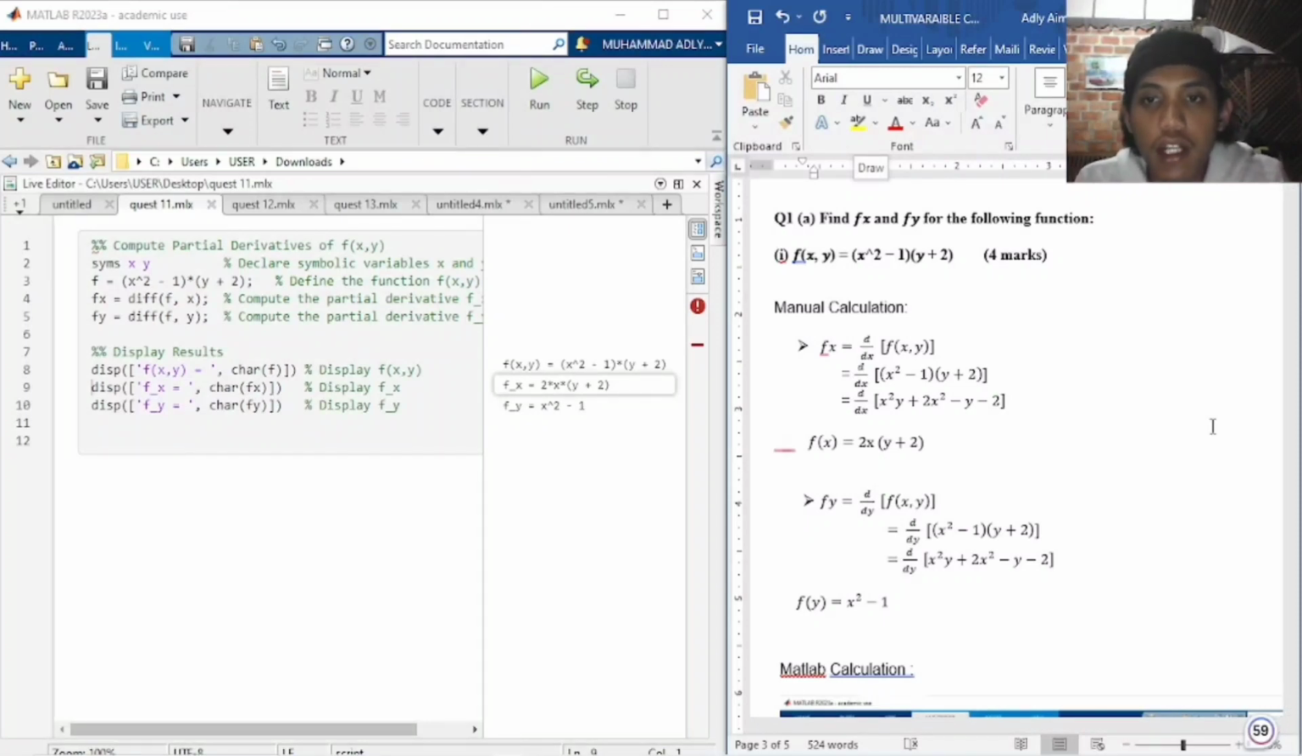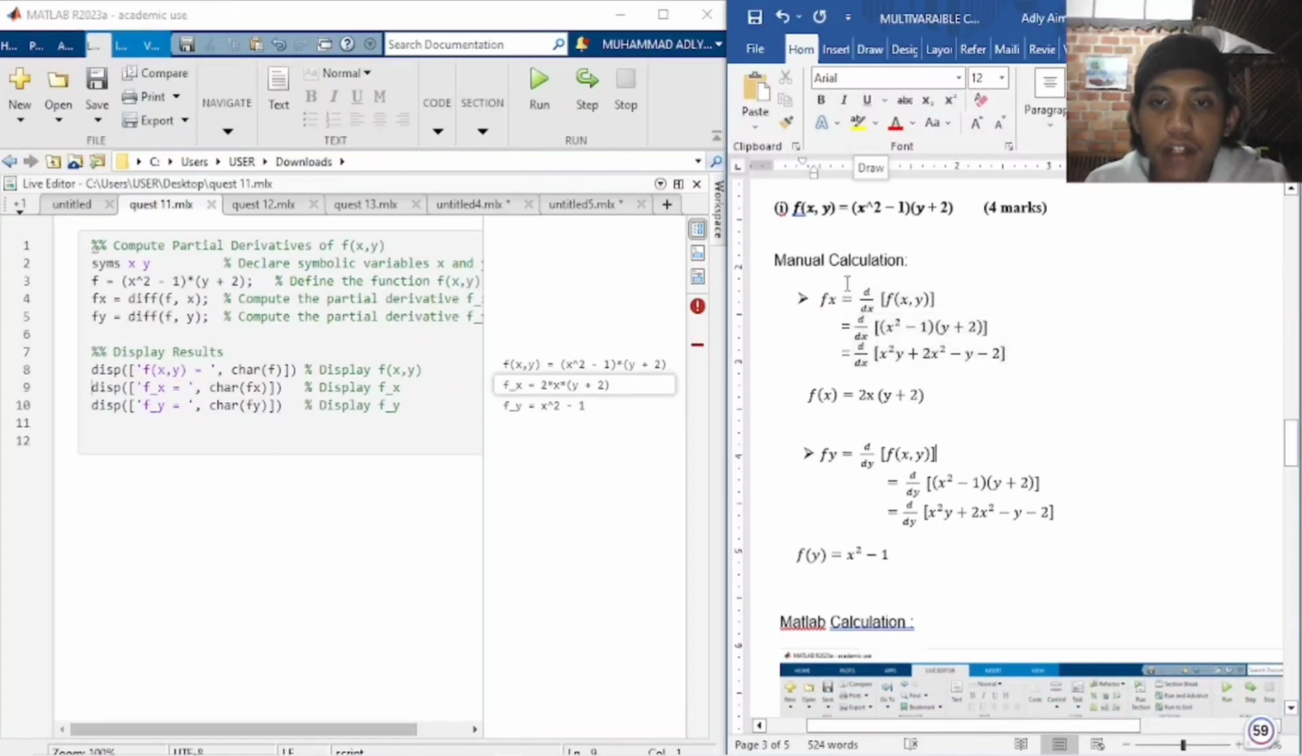Question 1. Find fx and fy. For part one, f(x,y) is x to the power of 2 minus 1, multiplied by y plus 2. To find fx, we differentiate with respect to x, and y is constant. We differentiate the function, and we get fx is 2x multiplied by y plus 2.